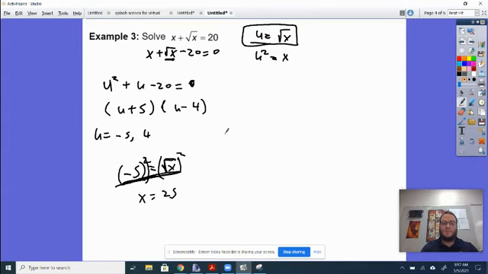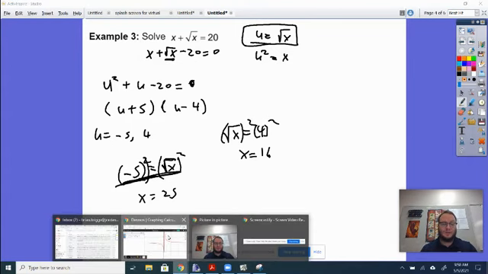Okay, doing the same thing with 4. Square root of x is equal to 4, x is equal to 4 squared, so x is 16. So again, let's head over to Desmos and check those answers.